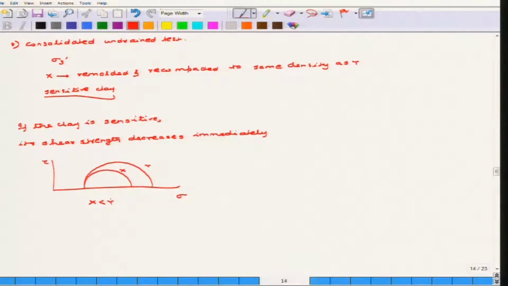less than Y, because in this case it is a consolidated undrained test. I am not drawing the effective stress envelopes, but you can see easily that, since it is compared at the same density, it does not matter what the effective stress envelope is right now. So X has much less strength than that of Y because of its remolding nature.